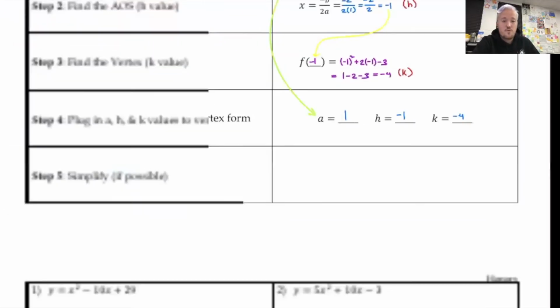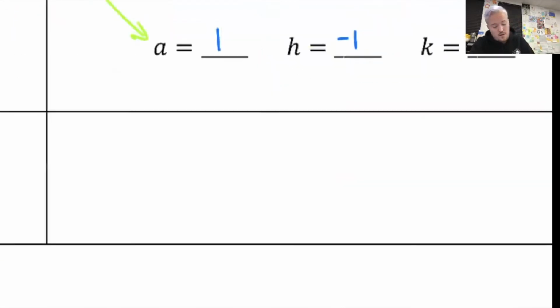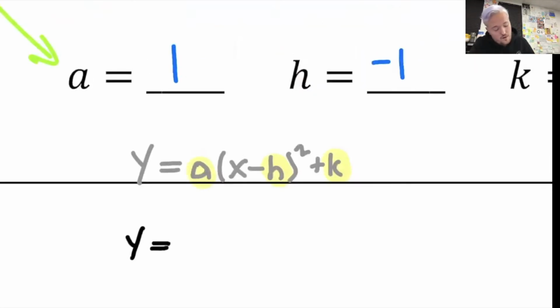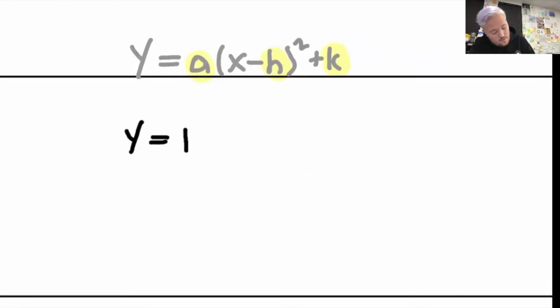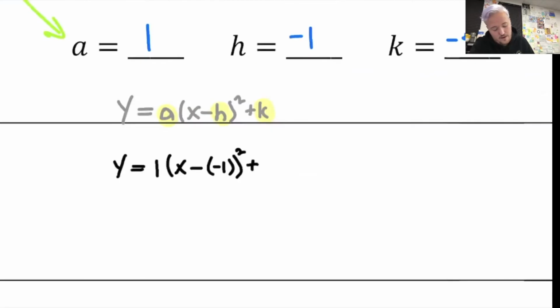All right, so now we're just going to throw it all together, put it in vertex form, and then simplify it if necessary. I'm going to write it up here so you can see where everything's going. You're only going to plug in for A, H, and K. Everything else is going to stay the exact same. So I'm going to plug in a 1 for my A value, then x minus my H value, which is -1, squared, plus my K value, which is -4.